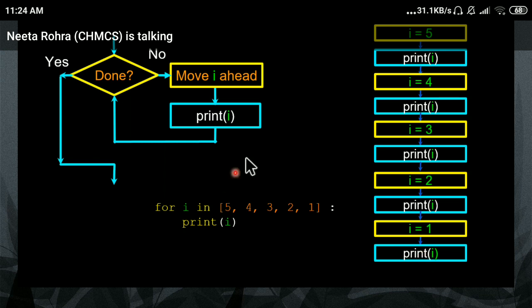I doesn't have a new value after this. So this condition gets false. I cannot move ahead with I. Done? Yes, I'm done. It comes out of the loop. So this keeps on doing until and unless the next iteration of I is present, if I can move ahead in that particular sequence, in that particular range. If yes, this will keep on looping. Else it will come out.